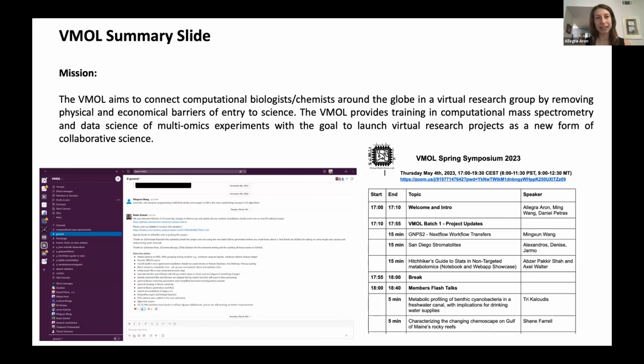By doing this, we really hope to remove some of the physical, economical, and other barriers of entry into this field of science. We think that one of the really exciting things about metabolomics is the fact that a lot of it is just interacting with data, and so we can do this virtually. And I think we've been pretty successful at this in the past year.